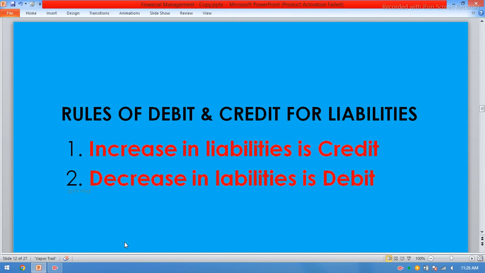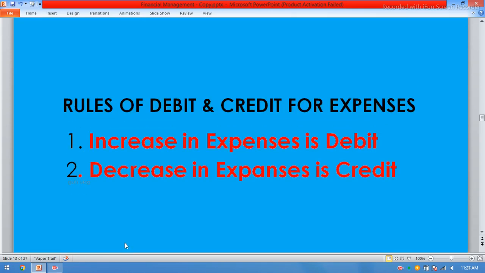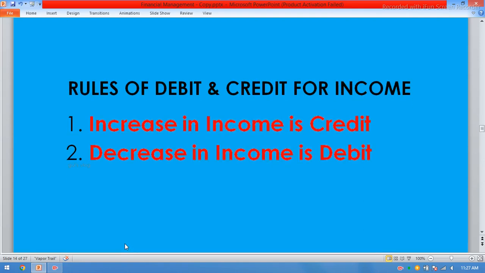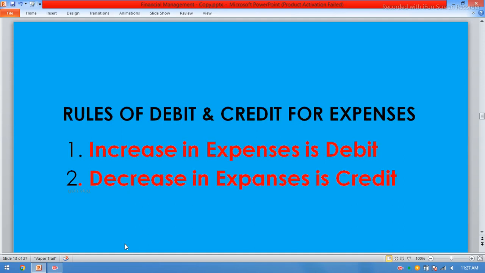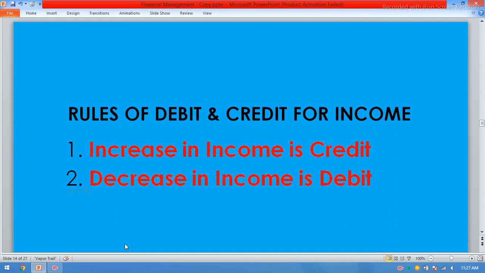Rules of debit and credit for liabilities. Increase in liability is credit, decrease in liabilities is debit. Rules of debit and credit for expenses. Increase in expenses is debit, decrease in expenses is credit. Rules of debit and credit for income. Increase in income is credit, decrease in income is debit.